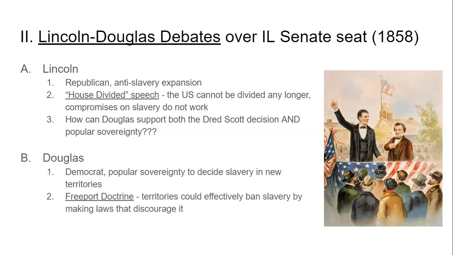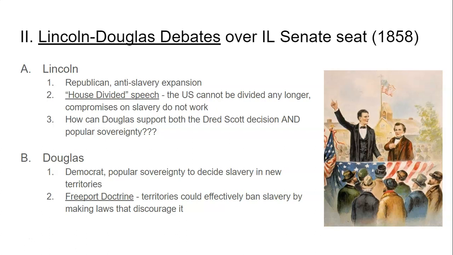Douglas is a Democrat. Remember, he wants popular sovereignty to decide slavery. And basically, what he says is like, listen, in territories that should technically be open to slavery because of the Dred Scott decision, people can ban slavery by making laws that discourage it instead of just banning it outright. So, for example, people living in Nebraska, instead of banning slavery, could just pass laws that tax slaves so high that there's no reason that any slave owner would want to go live in Nebraska because the taxes would be too high. So he's like, how about we just find loopholes instead of actually banning slavery?